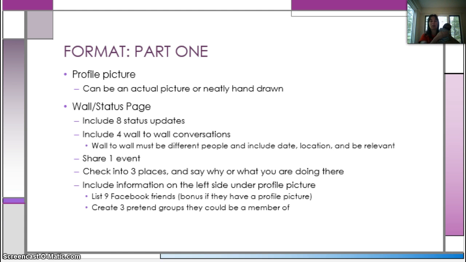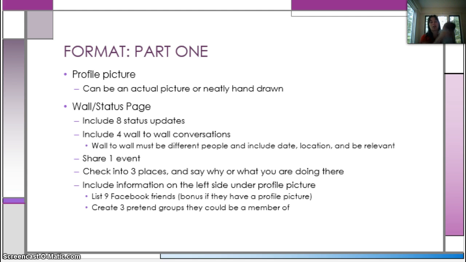Alright, so 4 wall-to-wall conversations. These should be from different people, and you need to make sure you include the date of the conversation, where the person was, and it needs to be relevant information. For example, if I was doing Martin Luther King Jr., I would want to make sure that I include something from the March on Washington.